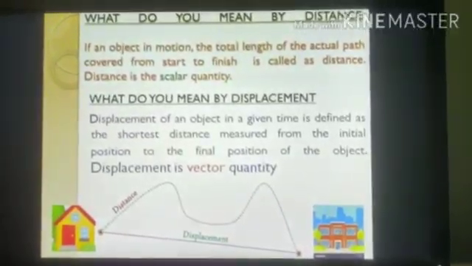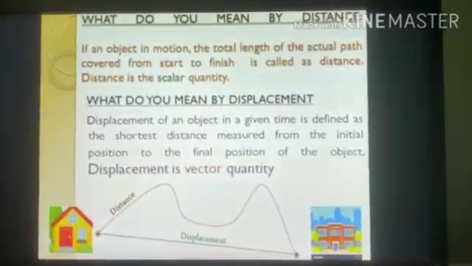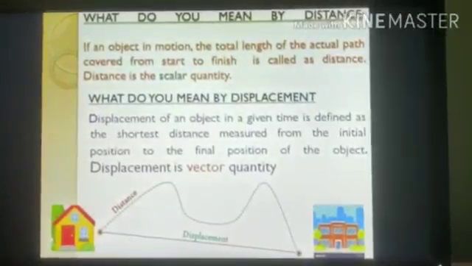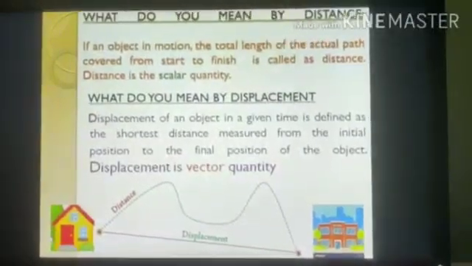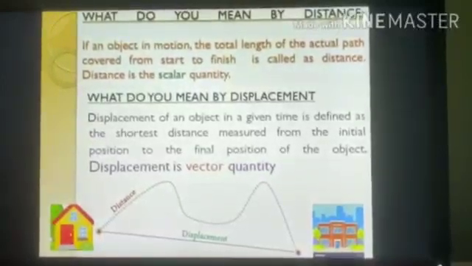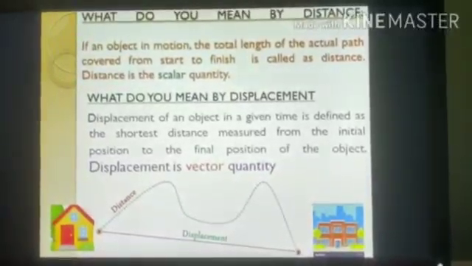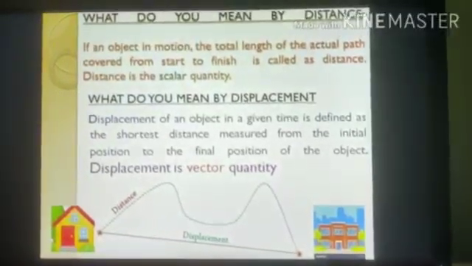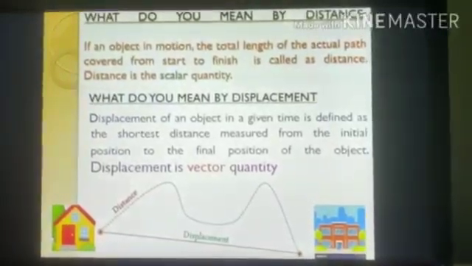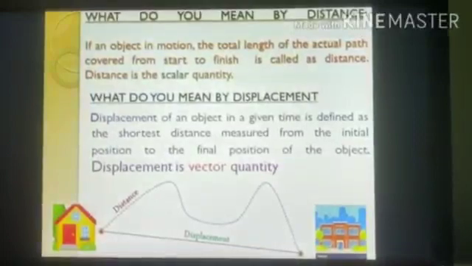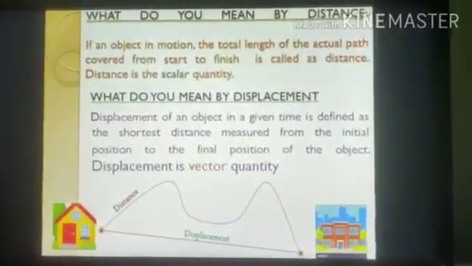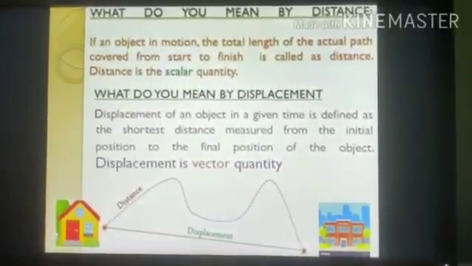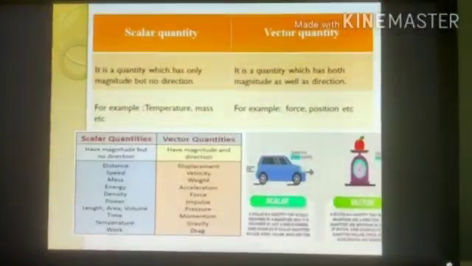Also given one short diagram. A is your home and B is your school, and the dotted line represents distance and the long stretched line is displacement. If you just interpret between both the things, distance and displacement, you can check. Distance is a total path to cover from one position to the another position, whereas displacement is the shortest route to go from one end to the another end. I hope you are clear with this concept.